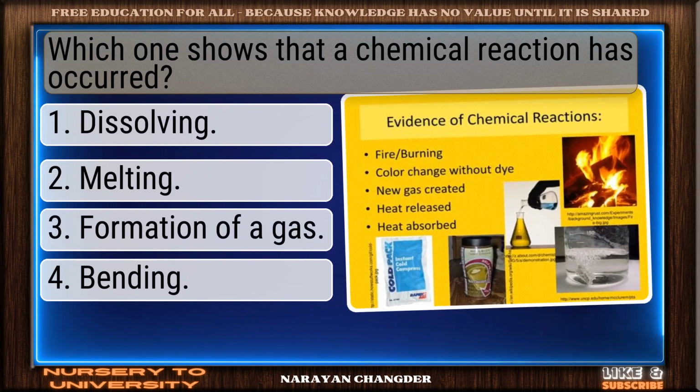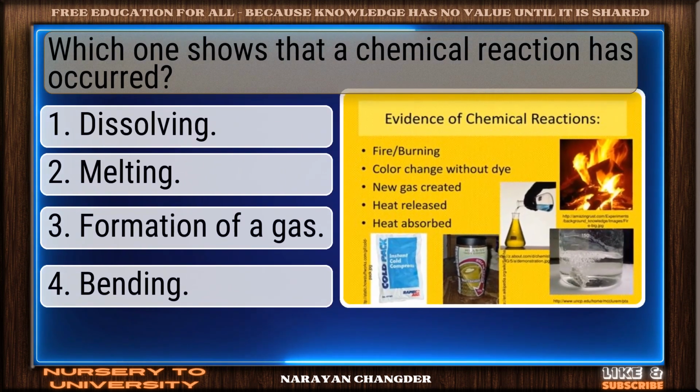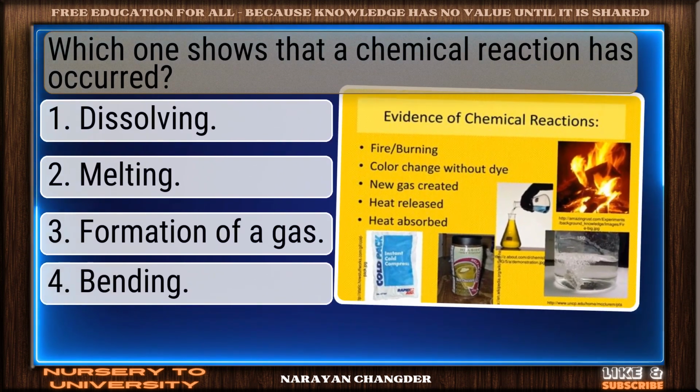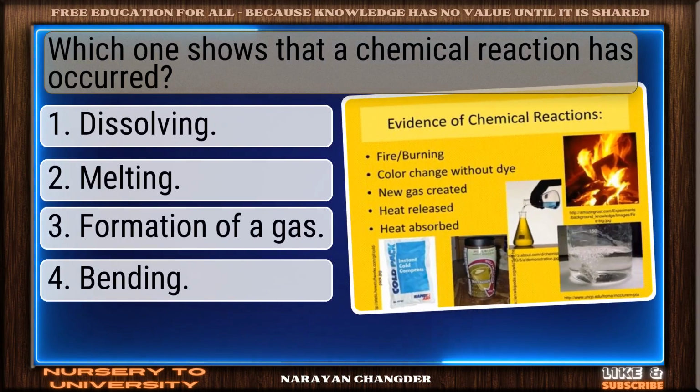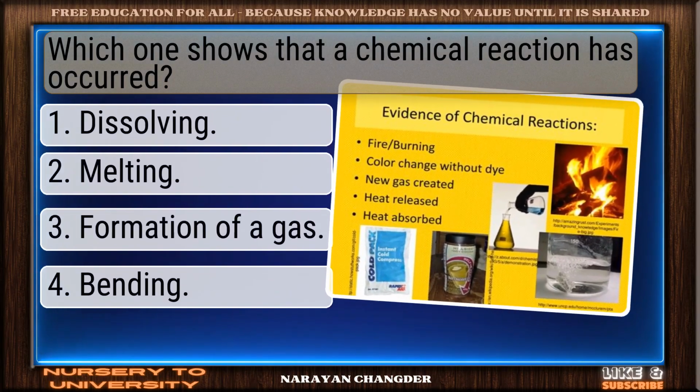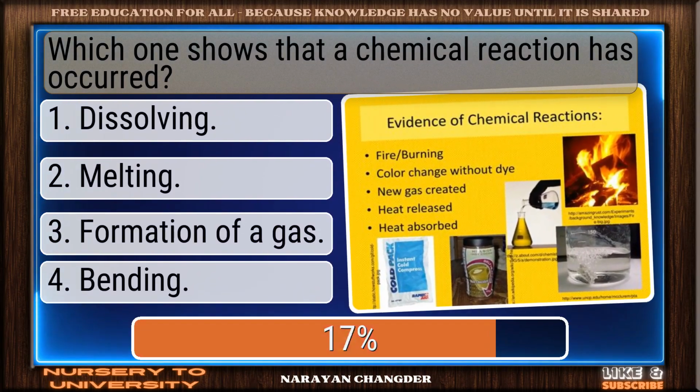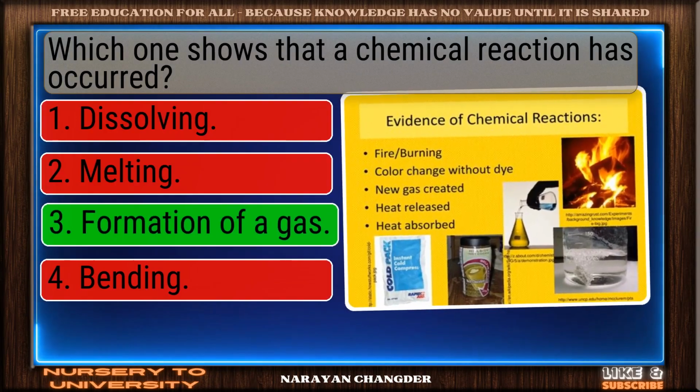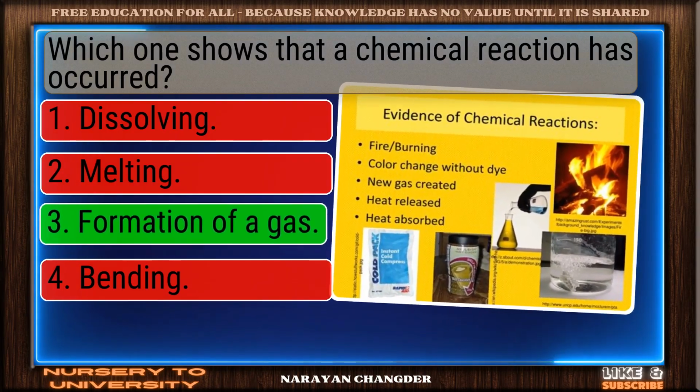Which one shows that a chemical reaction has occurred? Option 1, dissolving. Option 2, melting. Option 3, formation of a gas. Option 4, bending. Right choice, formation of a gas.